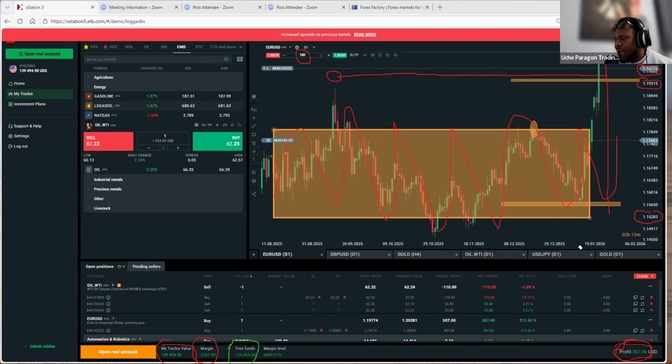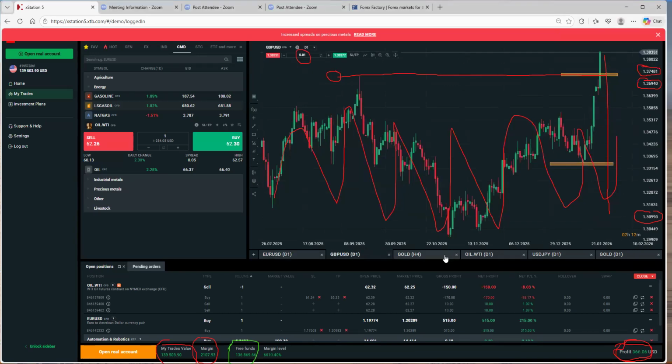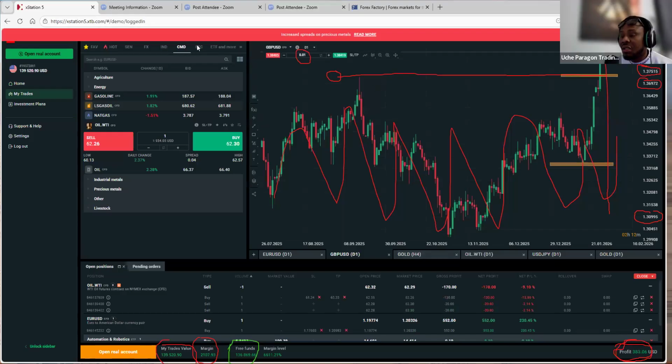Now, another place where you can identify where to buy is on a support level. For example, if you check this market, let me get you another market. I don't know if I'm making sense or if you guys are not listening to me.